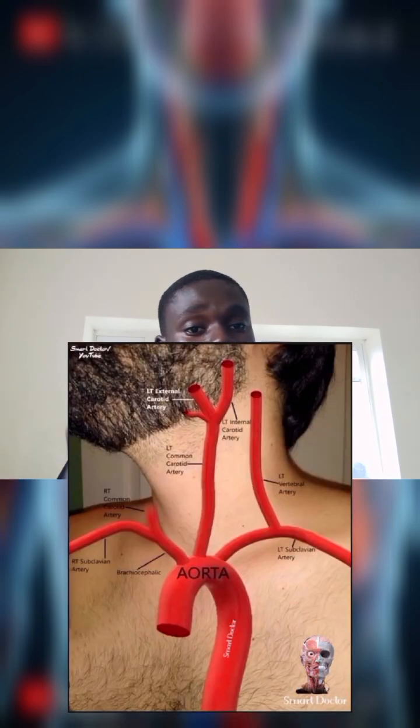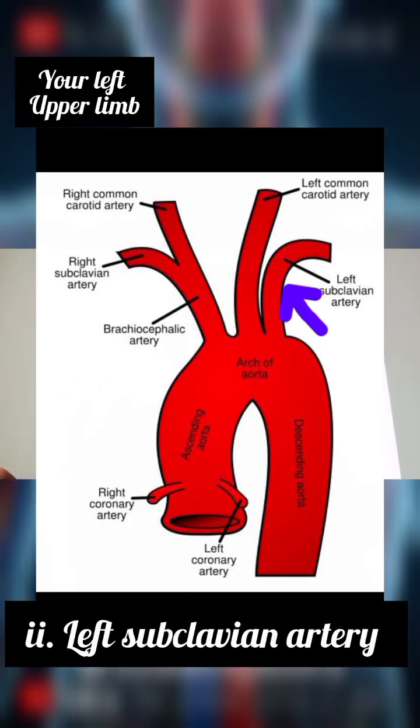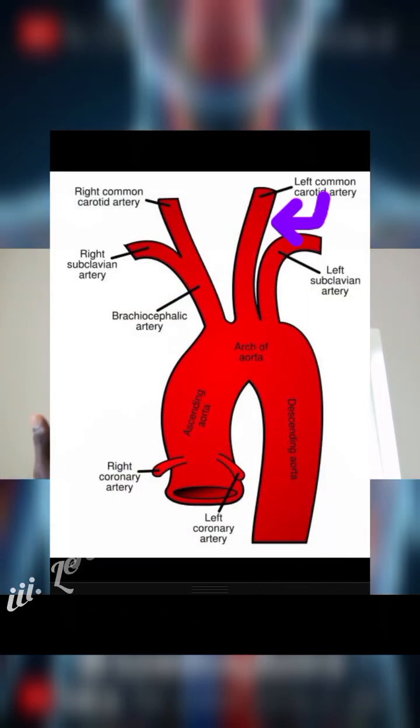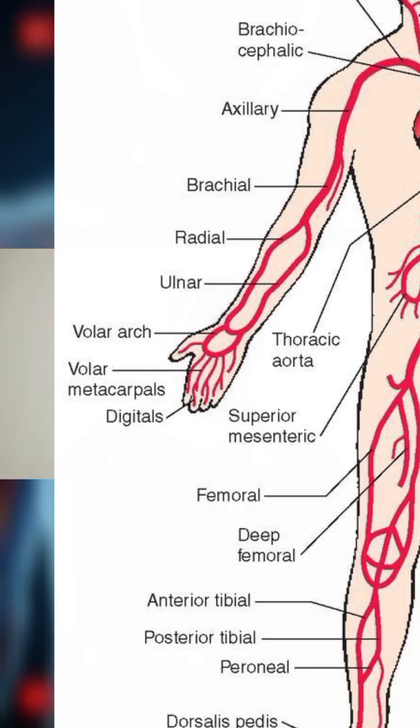Now when you come to your left side, back to the arch of the aorta, the other branches are your left common carotid artery and the left subclavian artery. So there's no brachiocephalic trunk for the left side. The left subclavian artery does the same thing, giving off the vertebral artery and becoming the axillary artery. So now let's come back to the arch of the aorta.